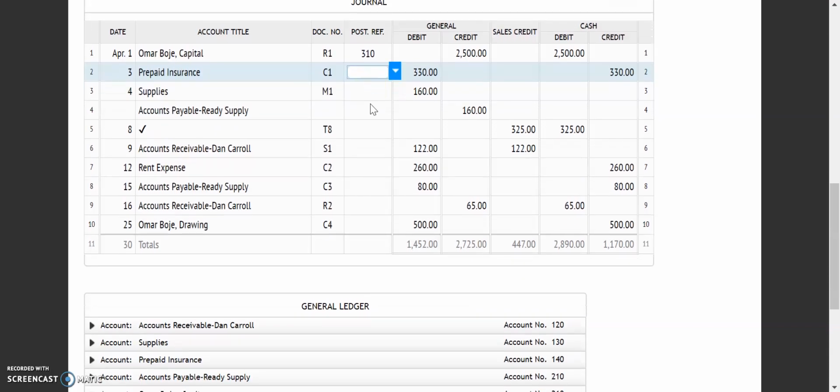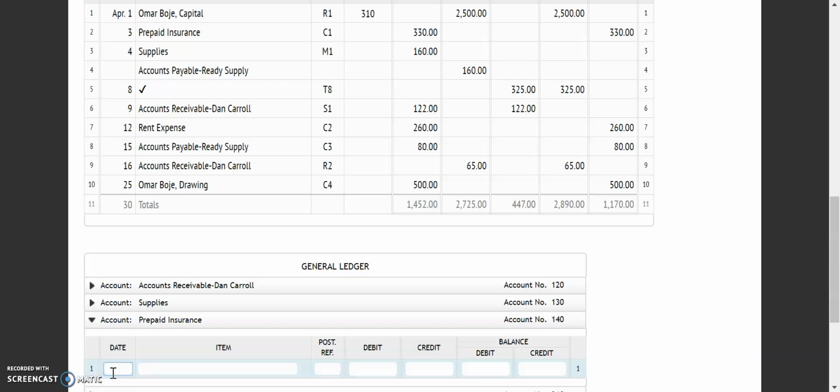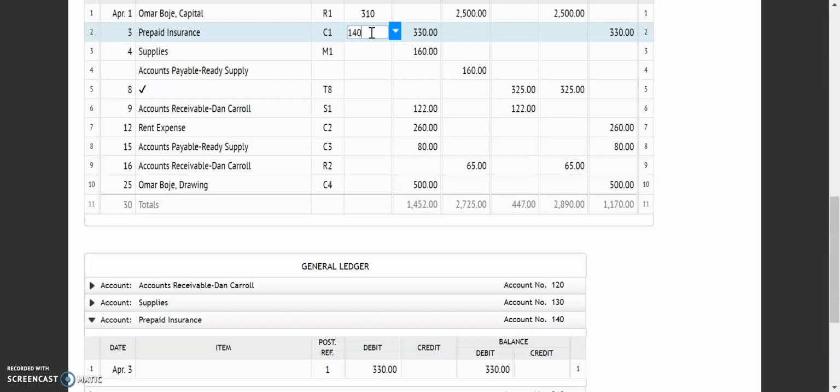That's very important. Our next transaction is for prepaid insurance. So we go down to our general ledger, open prepaid insurance. Again, first line of the ledger, which means we have to put the month, April 3rd. Item is left blank. Our journal page number is 1. And then this is actually a debit of $330. So we put $330 here. Our balance, since this is the first time we're putting anything in the account, is also $330 for a debit. And then again, don't forget to put your account number 140 up under the post reference column.